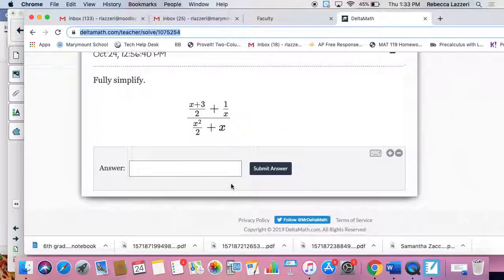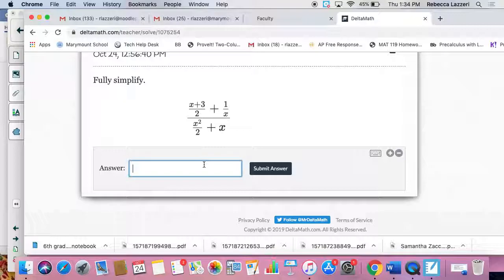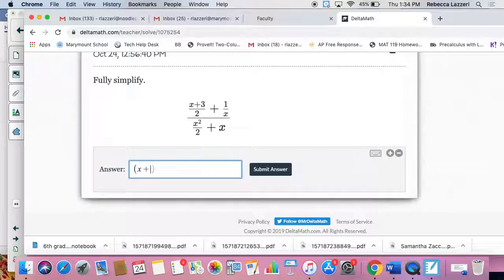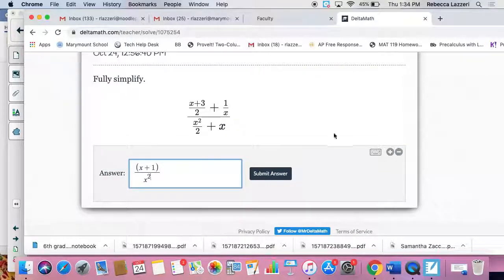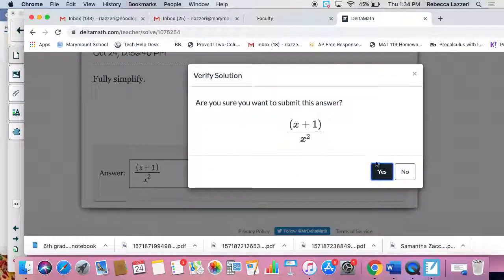X plus 1 over X squared, I think. Okay, now we gotta make sure we know how to type it in. Isn't that one of the classic Delta Math things? What did I get for my answer? X plus 1 over X squared. All right, so I think I do it in parentheses. Yes, I gotta do parentheses. You're right, Brand. X plus 1, over X squared. See if this works.